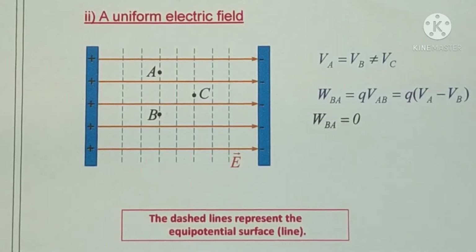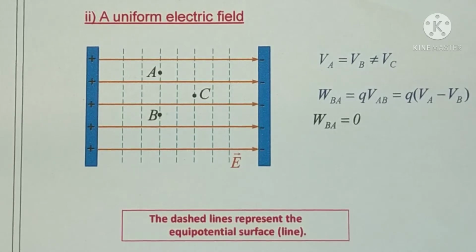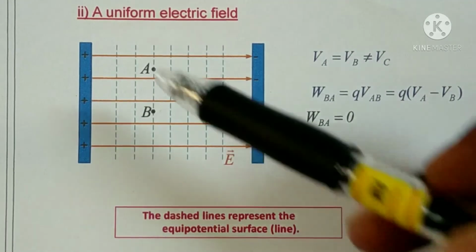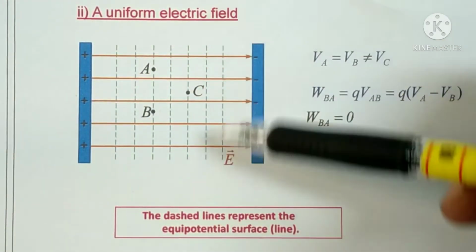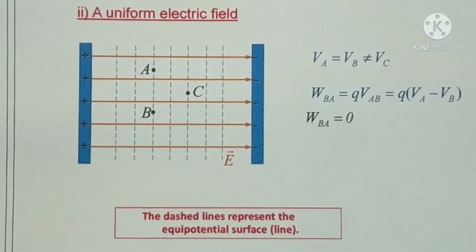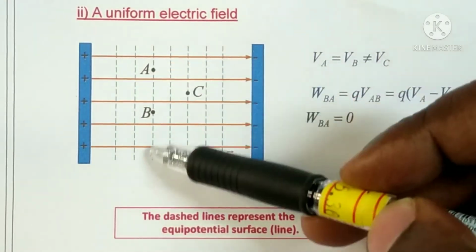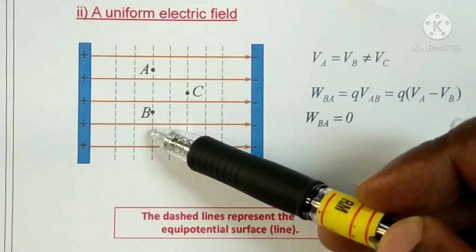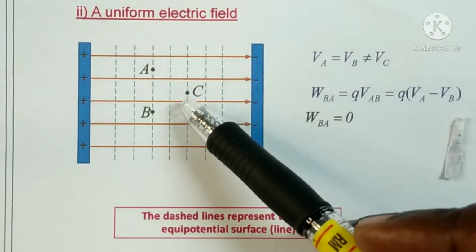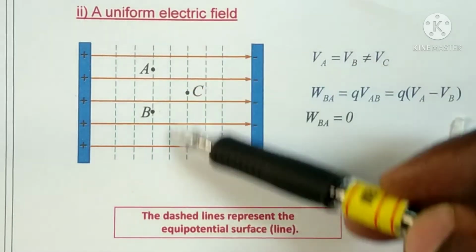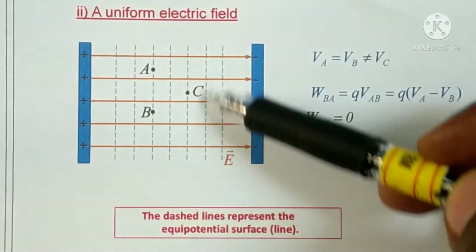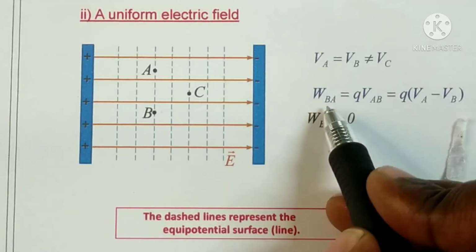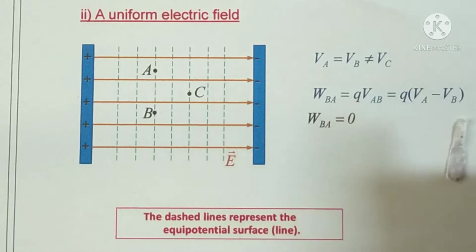How about the equipotential surface for a uniform electric field between two parallel plates? So the dashed lines represent the equipotential surface. Point A and point B have the same electric potential, where VA equals VB, which is not equal to VC, because C lies on a different equipotential surface. To find the work done from B to A, work done B to A equals Q times change in V.